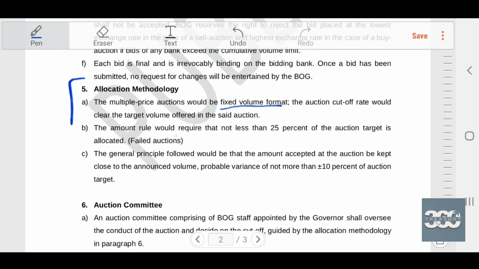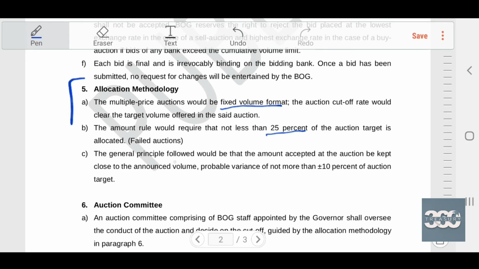Then the amount rule requires that not less than 25% of the auction target is allocated, to bracket the failed auction. So because of the amount rule, they want to ensure that 25% success rate is guaranteed before they will declare it a failed auction.